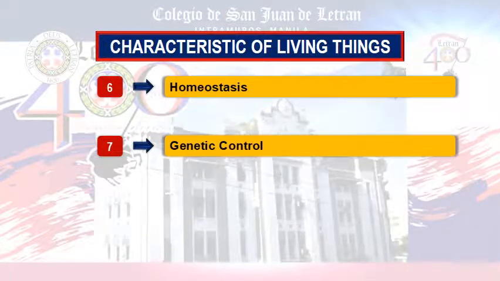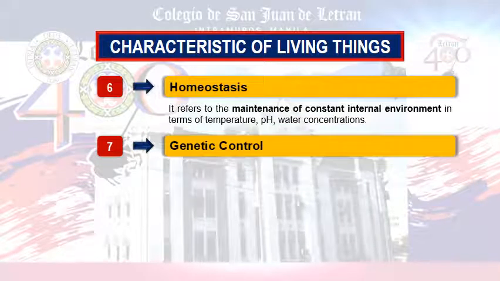Next, homeostasis. Homeostasis is the ability to maintain stability while adjusting to the conditions that are optimal for survival. If homeostasis is successful, life continues. If unsuccessful, disaster or death ensues.